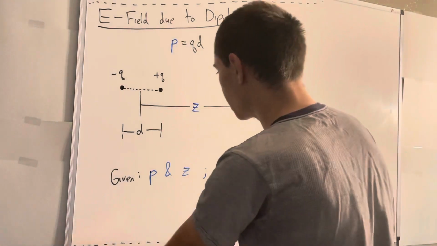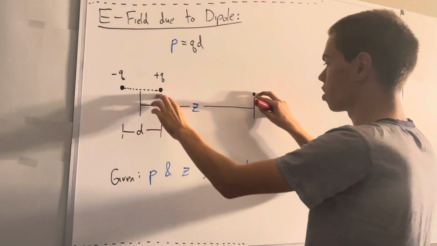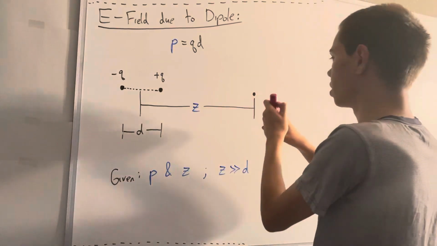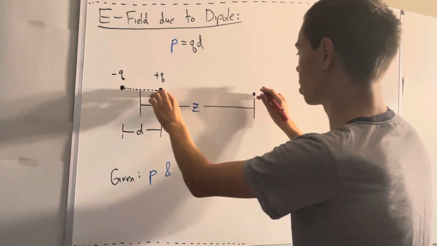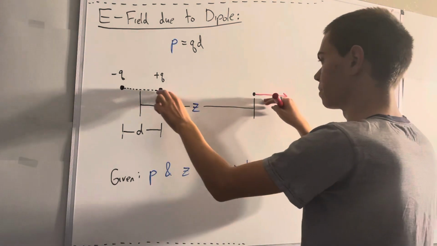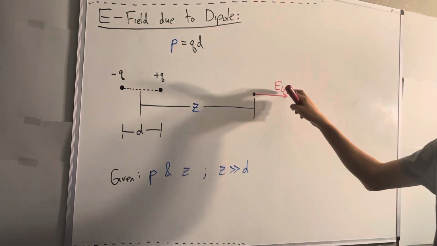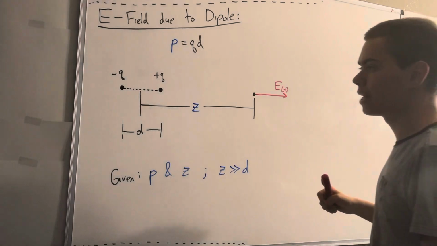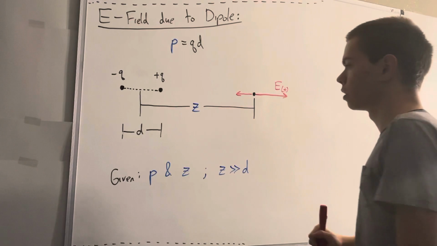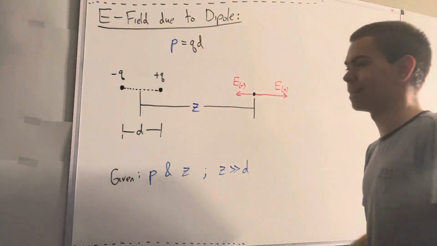Well, really, we're thinking about the electric field due to point charges: the electric field due to this positive charge and the electric field due to this negative charge. The electric field from the positive charge points away from it, so it would point to the right. This is the electric field due to the positive charge, which we'll call E positive. For the negative charge, the electric field would point towards the negative charge. This right here we'll call E negative.